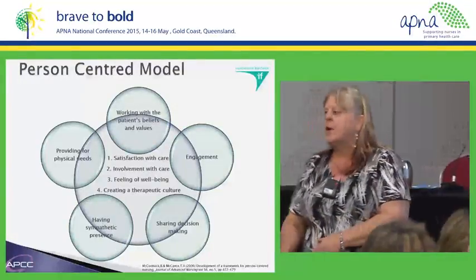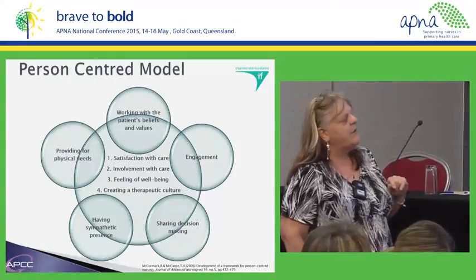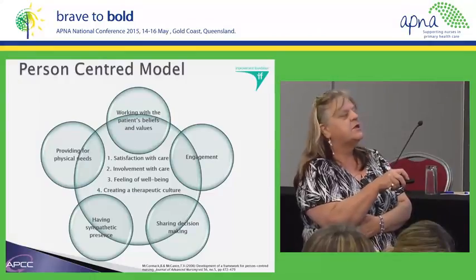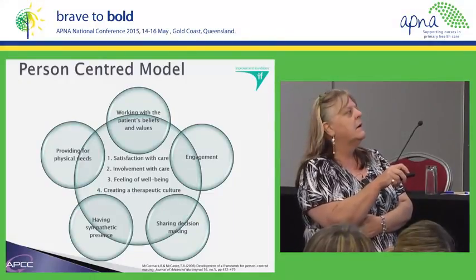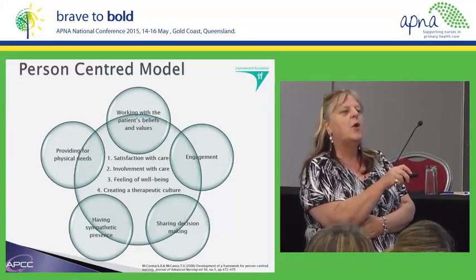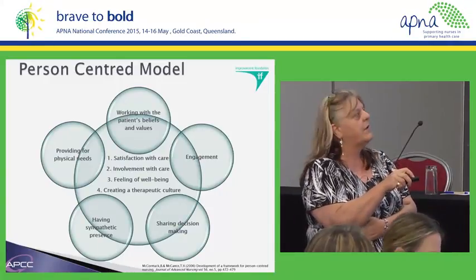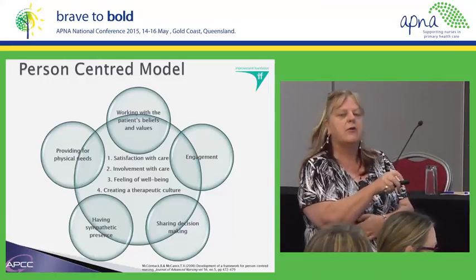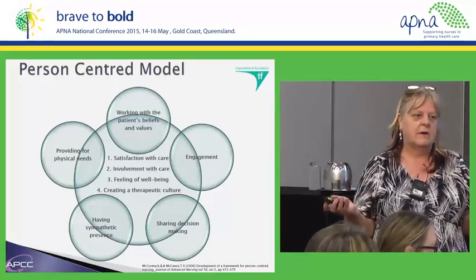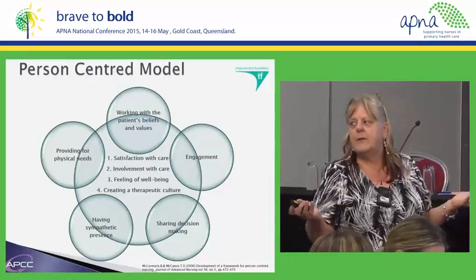So, a person-centred model of care. This is McCormack's model. It's about providing for physical needs, having a sympathetic presence, sharing decision-making. It's about engagement, working with persons' beliefs and values, and if we achieve all of that, it leads to satisfaction with care, involvement with care, feeling of well-being, and creating a therapeutic culture. That's a nice model, isn't it? Do we all agree? Is there anything missing from that model, maybe?